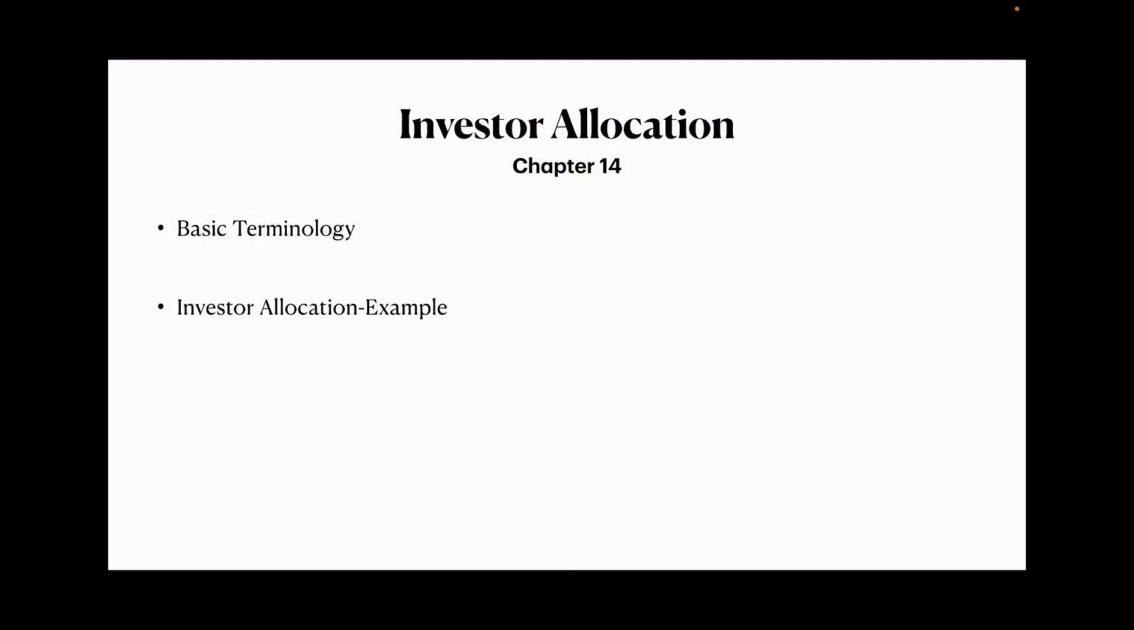We conclude with the final step, allocating the NAV to individual investors. You will understand how the accounting reflects every investor's share based on capital activity and fund performance. This chapter ties the full process back to where it all began, with the investor.